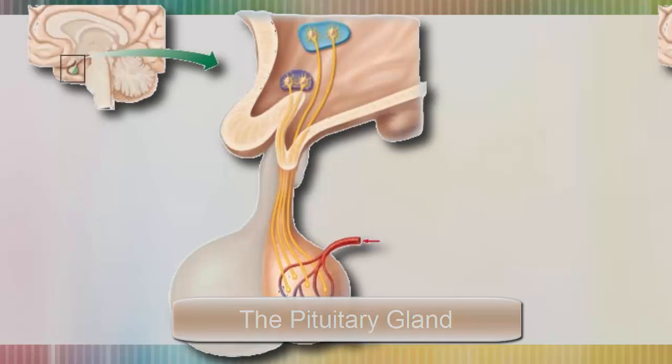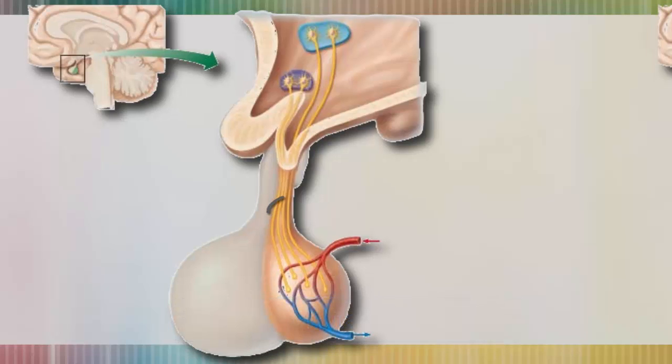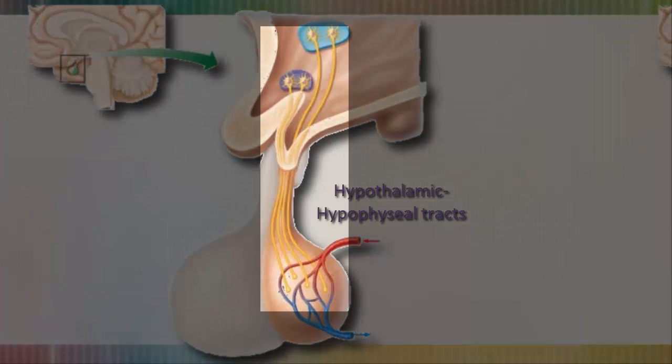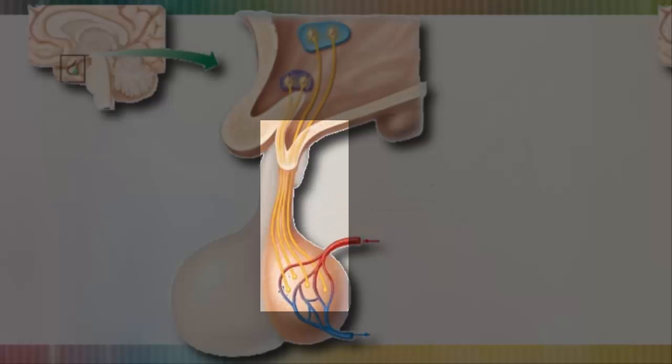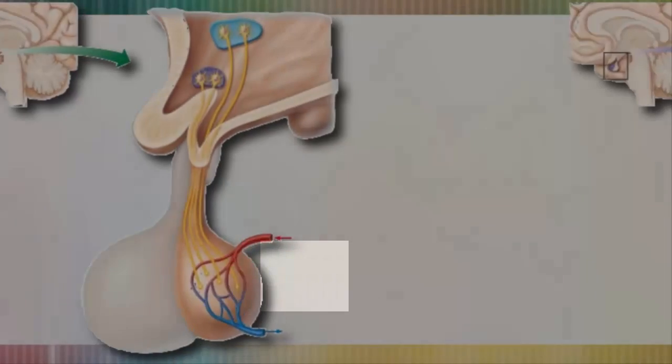Focusing on the posterior pituitary, first, we see that it is connected to the hypothalamus by a stalk. This stalk is called the infundibulum, and the posterior pituitary, along with the infundibulum, constitutes the neurohypophysis. Connecting the hypothalamus to the posterior pituitary are the hypothalamic hypophyseal tracts, and it's at the axon terminals of these tracts that the two hormones, oxytocin and ADH, are stored and released from.